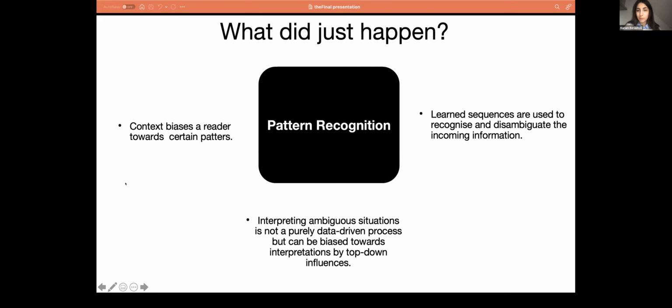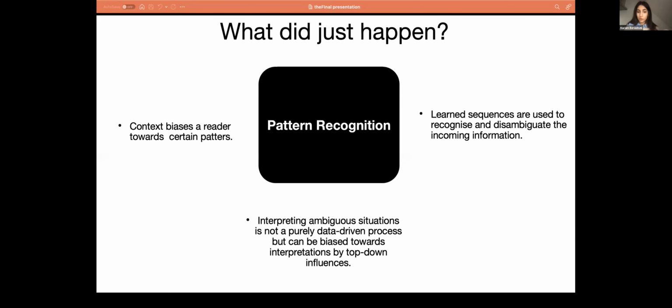Even though you were exposed to two identical stimuli in the second and the third slides, your interpretation of the stimulus changed as you were provided with the context. Therefore, we can conclude that the context biases the perceiver towards certain patterns. The perception of the situation depends on the complex interplay of bottom-up and top-down processes. And in many cases, such as this one, the evidence is equivocal and it's open to multiple interpretations.